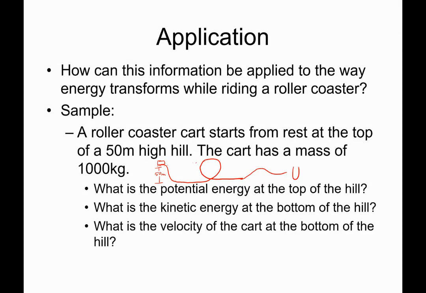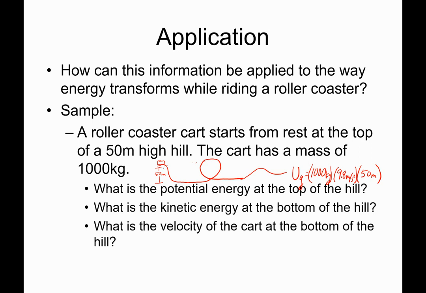Well, your potential energy is your gravitational potential energy, which is going to be your mass, 1,000 kilograms, times your gravity, which is 9.8 meters per second squared, times your height, which is going to be 50 meters. Okay, so that's going to be 5,000 times almost 10, so it's going to be close to 50,000. What is the kinetic energy at the bottom of the hill?